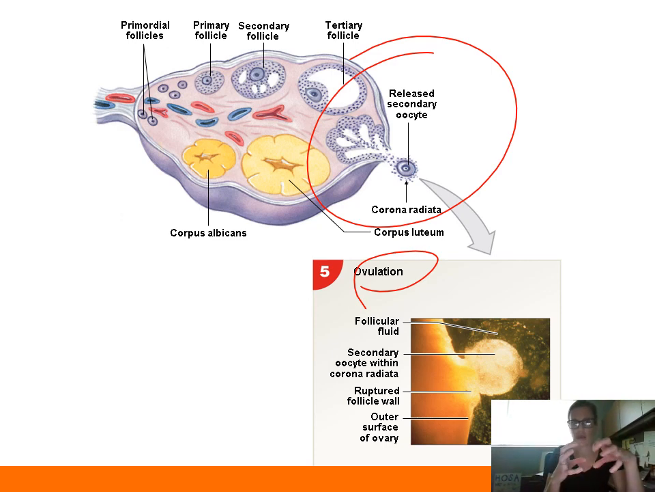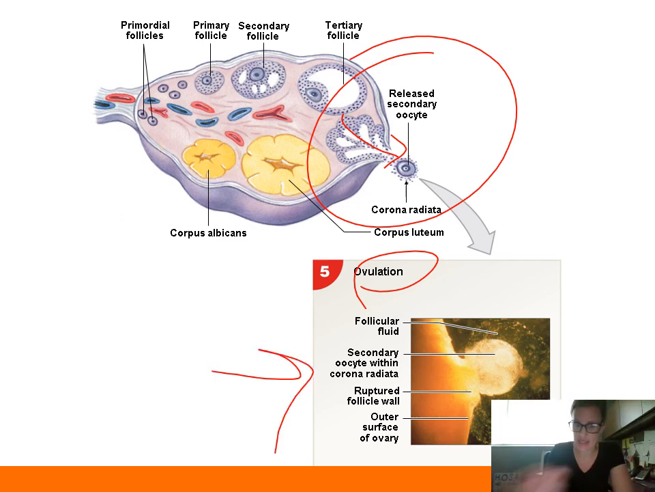Then remember that the secondary oocyte went into that antrum, it went into that fluid. So as this follicle merges with the capsule of the ovary, that fluid of the antrum and the egg itself, or the secondary oocyte itself, gets released into the pelvic cavity. The oocyte should be brought up into the uterine tube in the hopes that fertilization will then occur, that there will be sperm present to fertilize the egg.